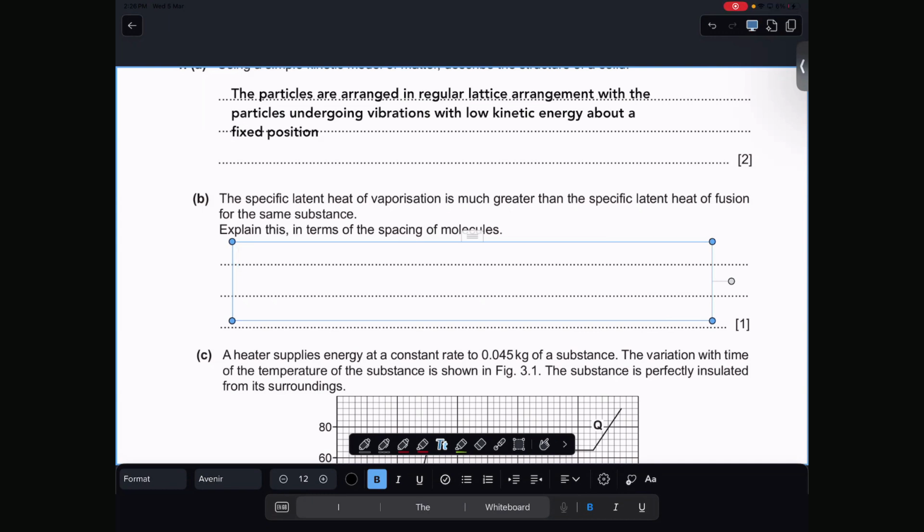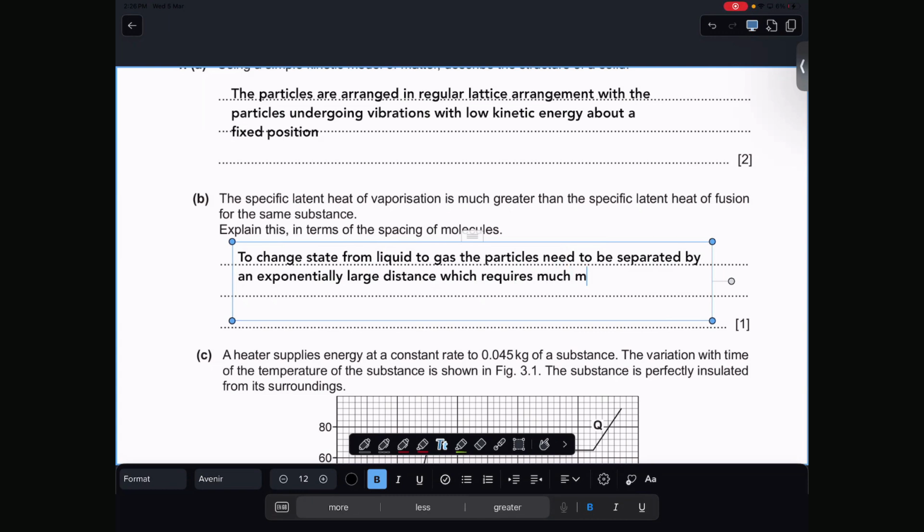Okay. So in terms of spacing of molecules, the answer would be: to change state from liquid to gas, the particles need to be separated by an exponentially large distance, which requires much more energy compared to changing from solid to liquid. I'll check the answer though.